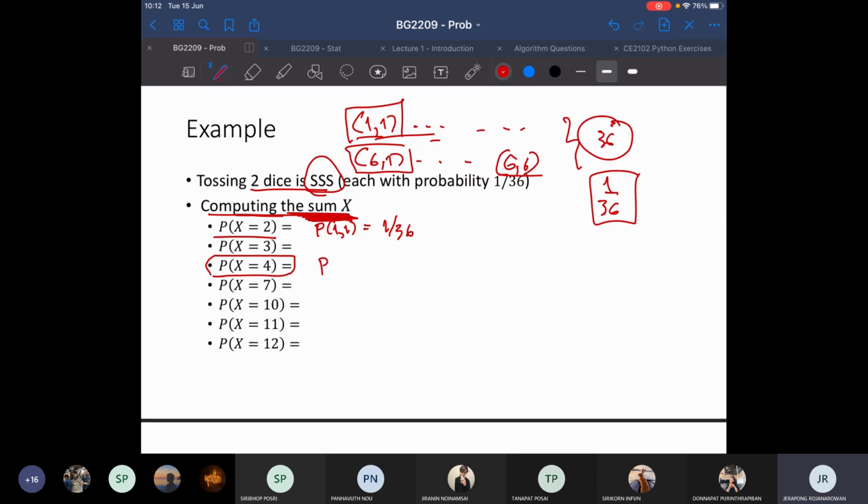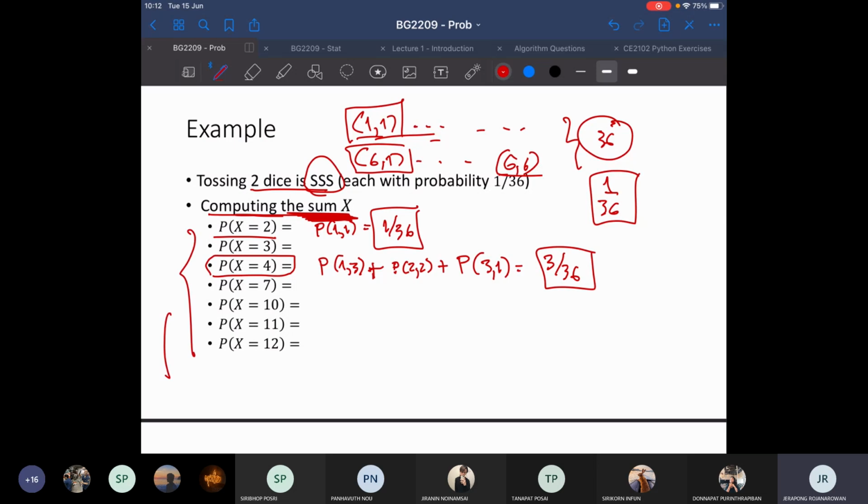Sum equal to 4, what is it? It's 1-3, right? And then what else? Plus P(2,2). Okay. What else? 3-1, right? So it's 3 cases, so it's 3 out of 36. You can see that the probabilities are not the same. 1 out of 36, 3 out of 36. Therefore, this one is not a simple sample space. You don't have to check the rest. You check 2 of them and they are not the same. Then you can declare that this one is not a simple sample space.